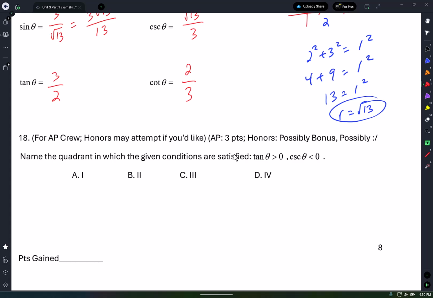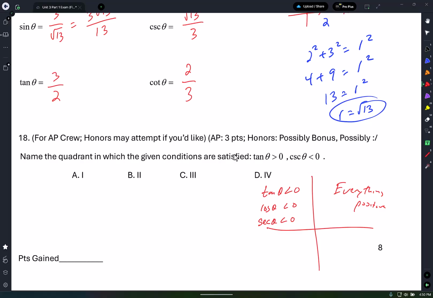Name the quadrant that satisfies this condition. All right, here's my quadrants. In quadrant 1, everything is positive. In quadrant 2, tan is negative and cosine is negative. If tan is negative, that means cotangent is negative, and if cosine is negative, that means secant is negative. The reciprocal of cosine is also negative.